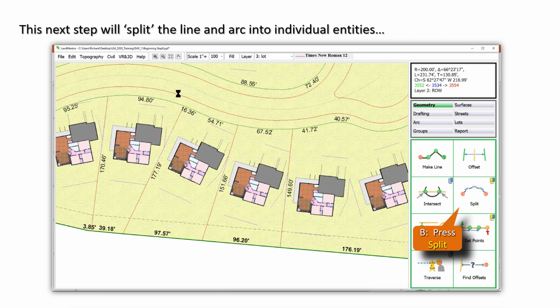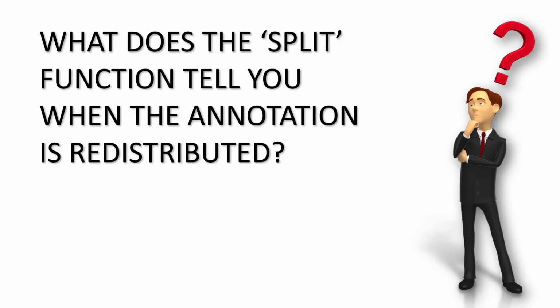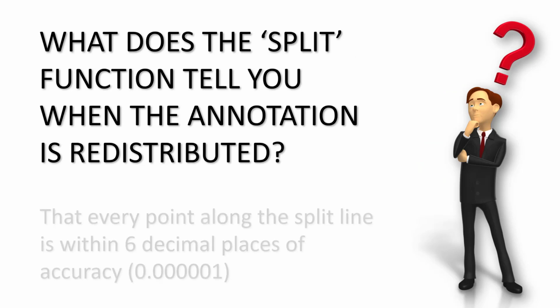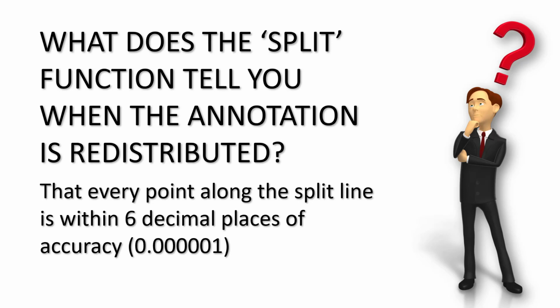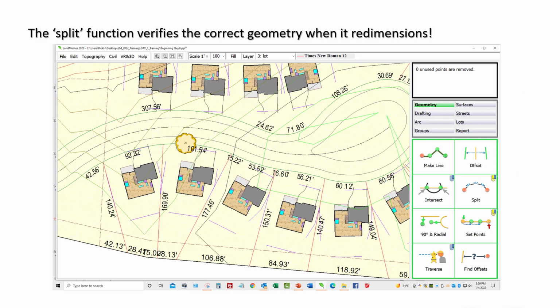So if you create points on the lines and the arcs, and then use a split, it verifies your geometry, that there were no mistakes. So that's what the split function tells you when the annotation is redistributed. Every point along the split line or arc, if it's within 6 decimal places of accuracy, it will split. Now internally we take everything to 20 decimal places. So 6 decimal places is fairly reasonable for the geometry. If it doesn't read dimension, you made a mistake.